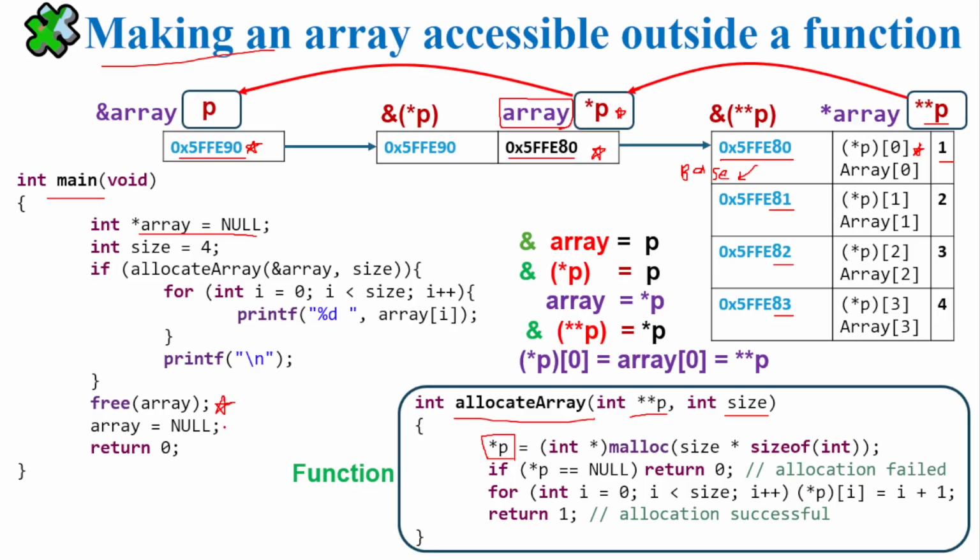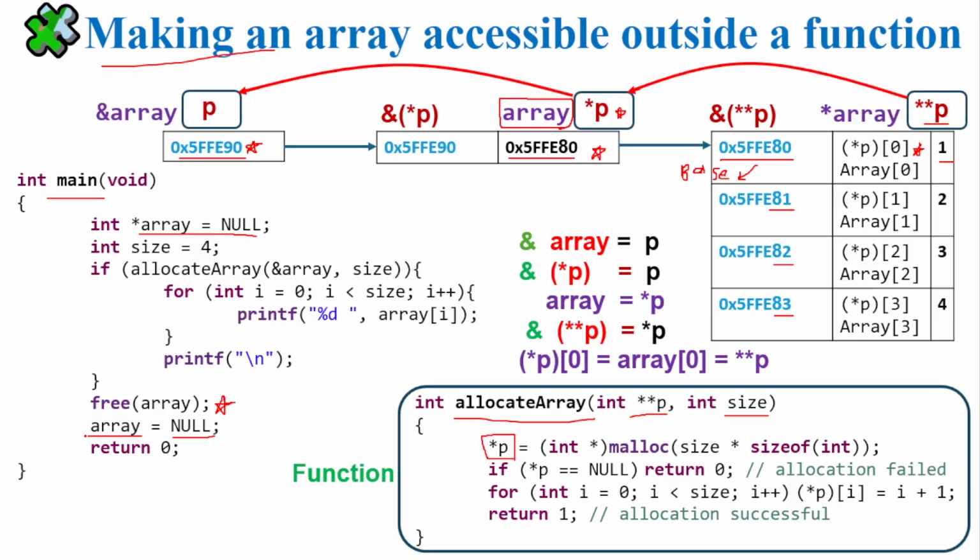Free(array) deallocates the heap memory previously allocated at 5FFEA0, preventing memory leaks, and setting array equal to NULL ensures that the pointer no longer points to a deallocated memory region, avoiding dangling pointer errors.